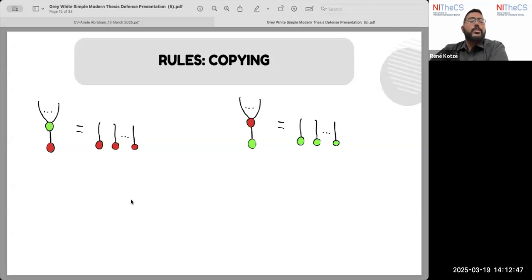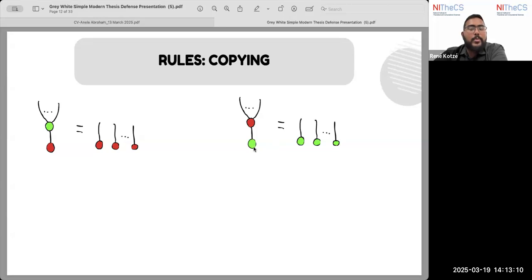The next rule is cupping. If we have a red state connected to a green spider with only that one input, all that happens is we can rewrite this as copies of that red state, with the number being the same as the number of outputs of your original green spider.